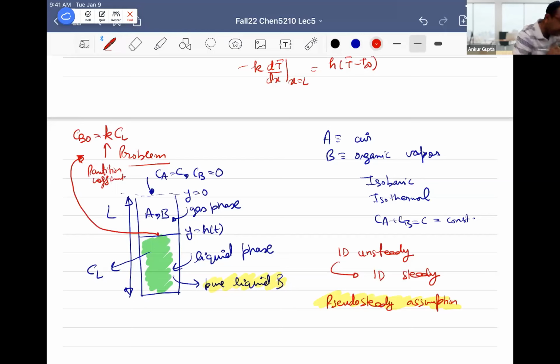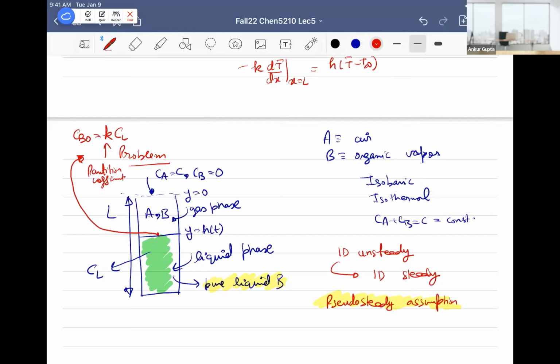This is what I was trying to say, that when you have a gas species problem, there is a partition coefficient. When you have temperature, temperature is equal. Temperature doesn't change across. Right. Now, the pseudo steady assumption. So what is this assumption? We will prove this. I don't think we'll have enough time today.